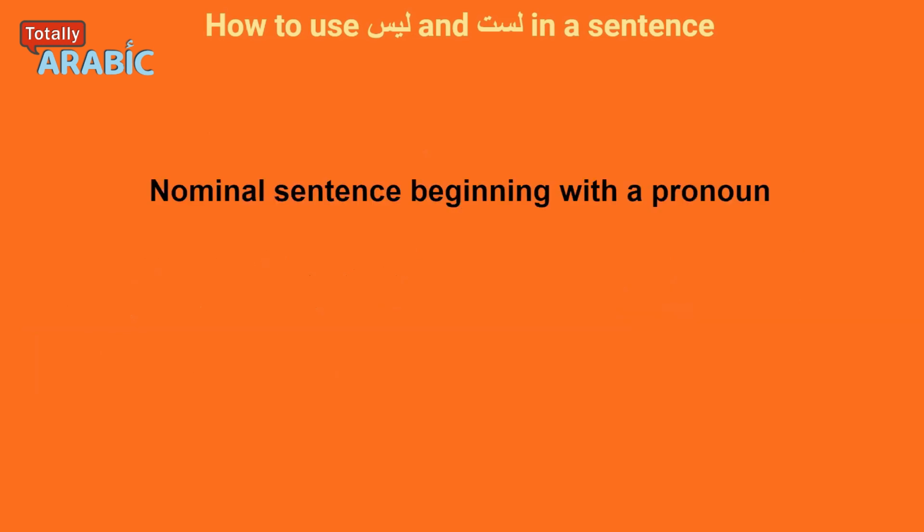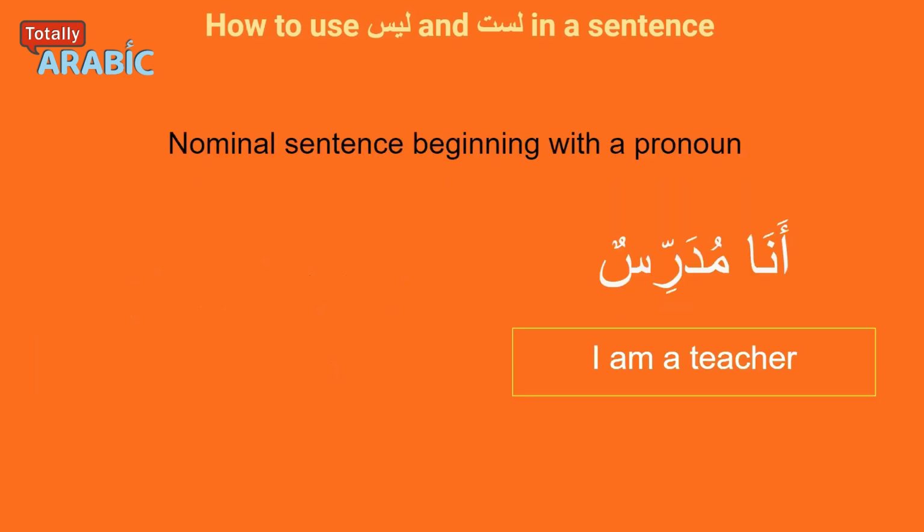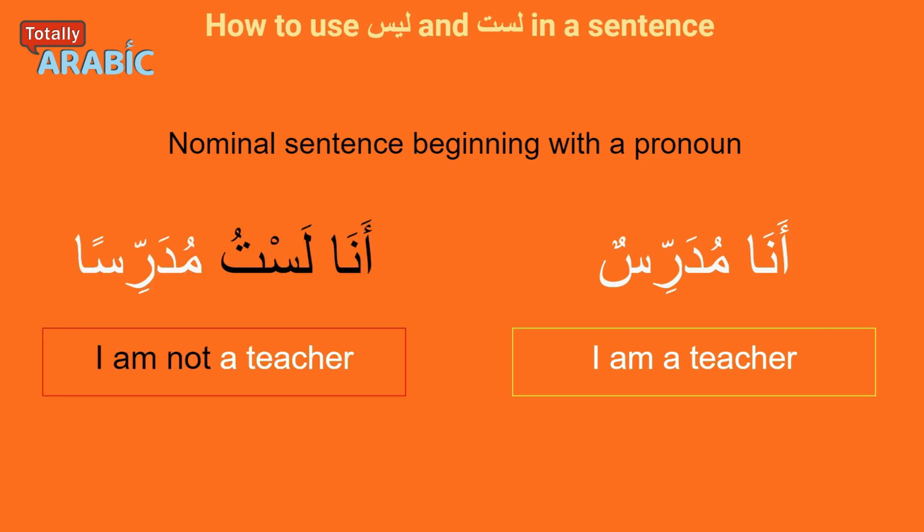Now let's have a look at a nominal sentence beginning with a pronoun this time. What I mean by a pronoun is, for example, أنا, which means I am. أنا مدرس, I am a teacher. How can I make this sentence negative? I need the help of ليس. With pronouns, we don't have ليس. We have for each pronoun a different form. And for the first one, أنا, the form that we have is لست.